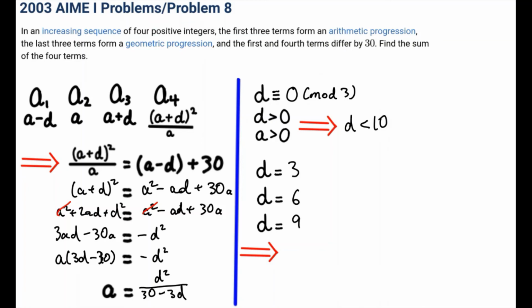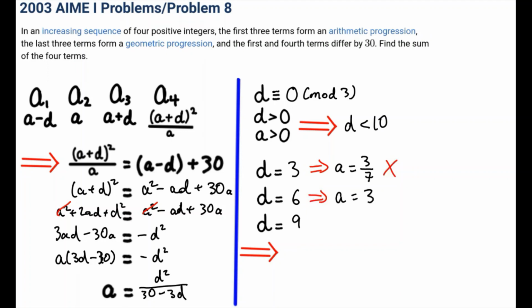So now we're just going to do the casework. By plugging these numbers into this over here, we can get values of a, and we can check which of them work, which of them don't work, and find our answer. So if we put d is equal to 3, then we're going to get that a is equal to 3 divided by 7. So that's not exactly an integer, so that one doesn't work. So now let's do d equals 6. When we put that in, we get that a is equal to 3.